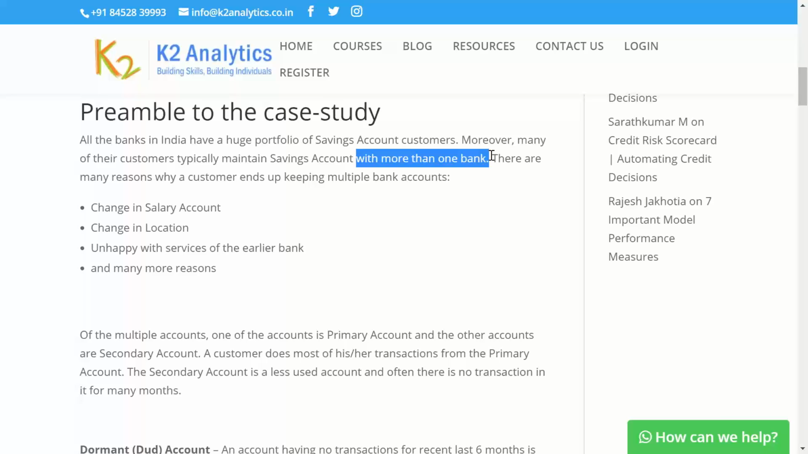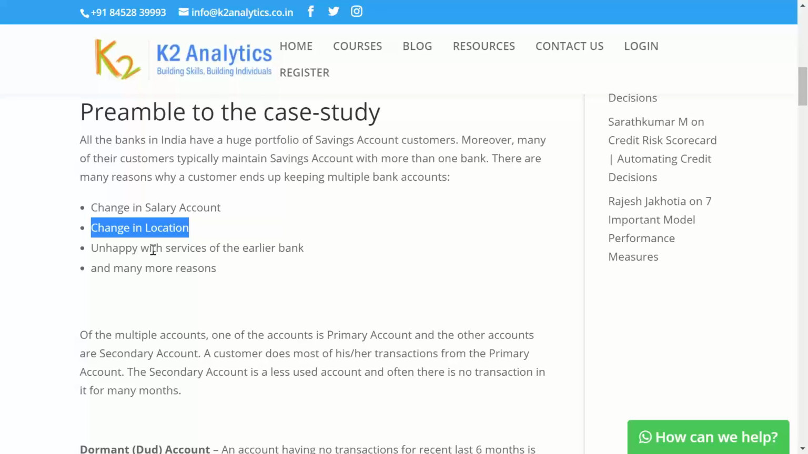Or I move from one location to another. In that case, I would like to open another bank account with a bank which is closer to my new residence. Though most of us nowadays very rarely visit a branch, still we would like to have the bank account with a branch which is close to our residence or our office. In case of emergency, we can go to the branch.